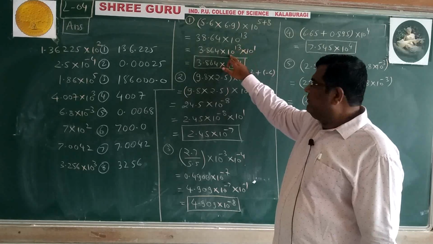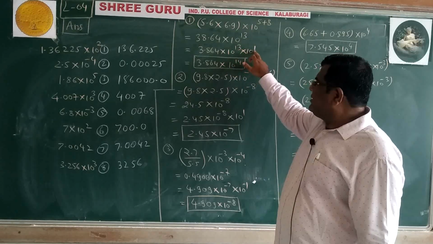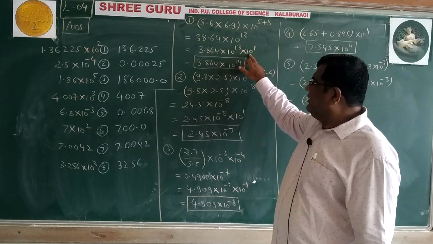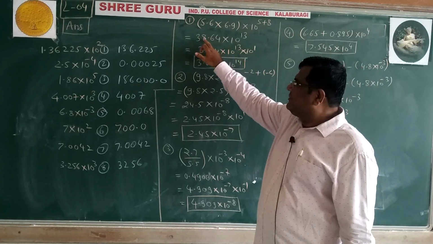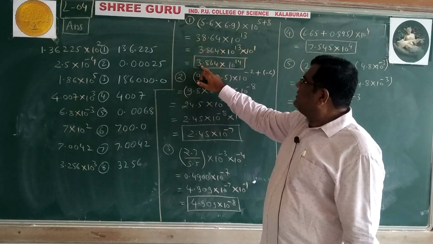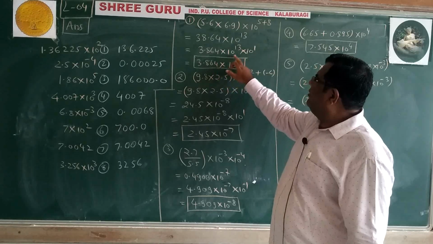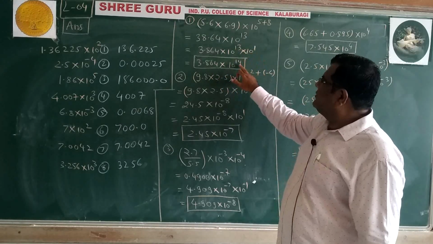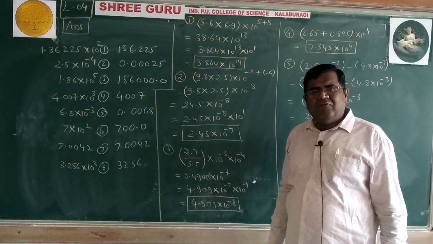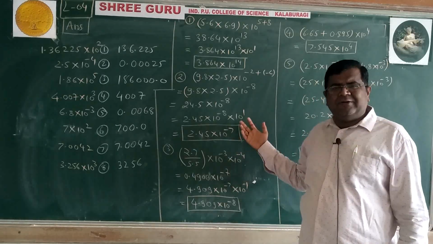It comes from the question itself. Multiplied by 10 raised to plus 1, this 10 raised to plus 1 I have written because I have shifted this decimal point after 3. Then this is 3.864, and the power is plus 13 plus 1. So I have written it as plus 14. Simple, not at all difficult.